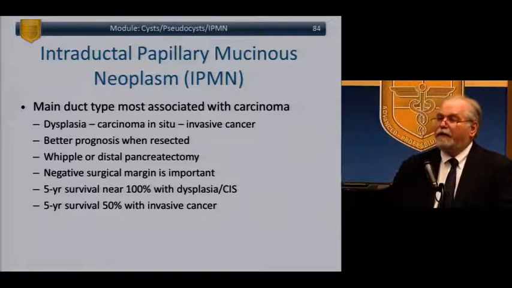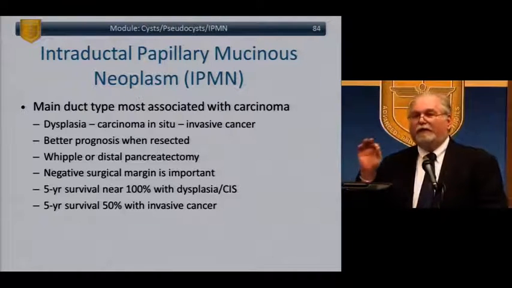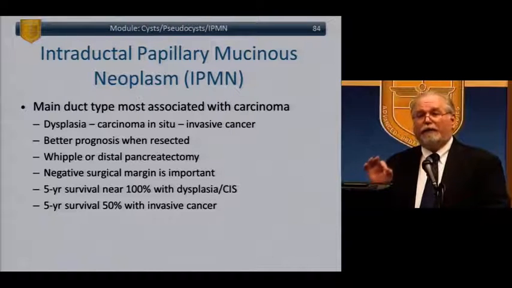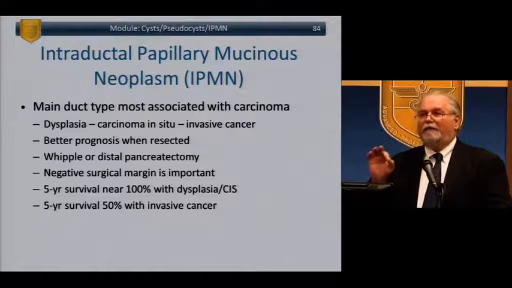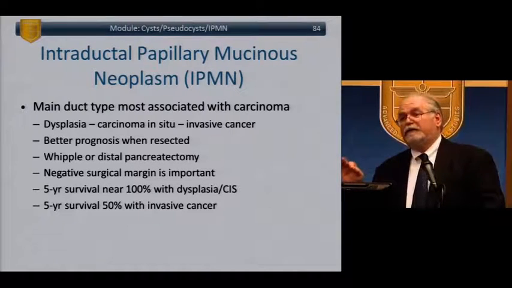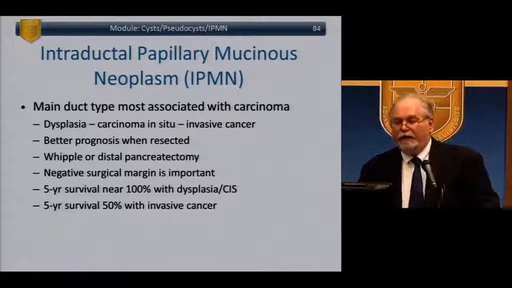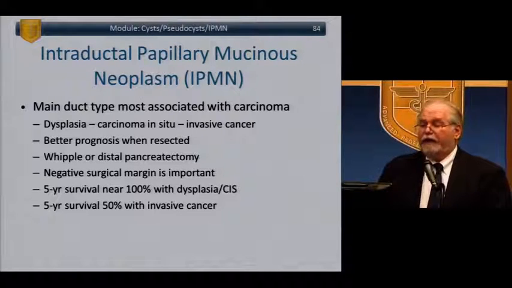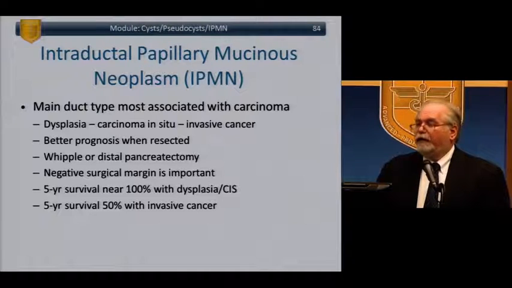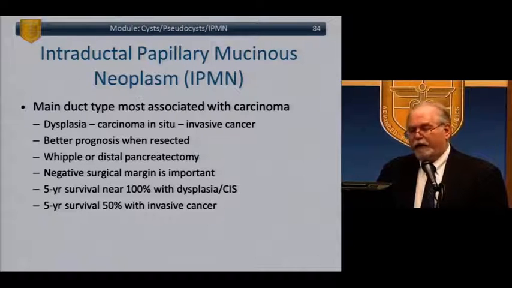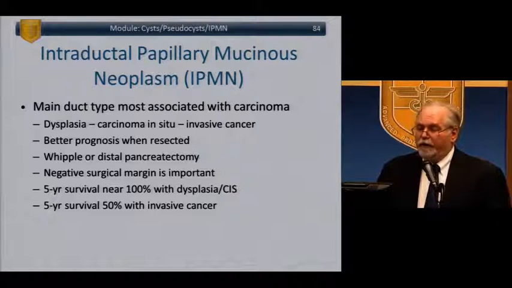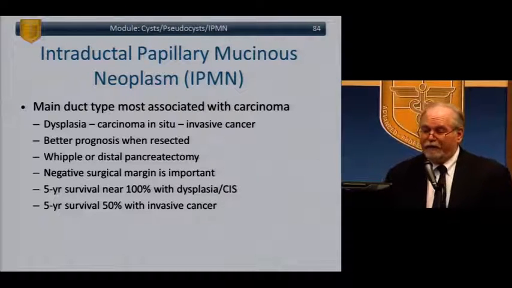The main duct type, and this is important, put a star on this, because this may come up on the exam. Main duct type is the one most associated with cancer, and if you have main duct IPMN, that in and of itself is a surgical indication. You can have dysplasia, carcinoma in situ, or invasive cancer. They're prognostically better than solid pancreatic tumors, treated by either Whipple or distal or total pancreatectomy. It's important to get clear margin. With dysplasia or CIS, a 5-year survival near 100%. With cystic carcinoma, about 70%, about 50%.